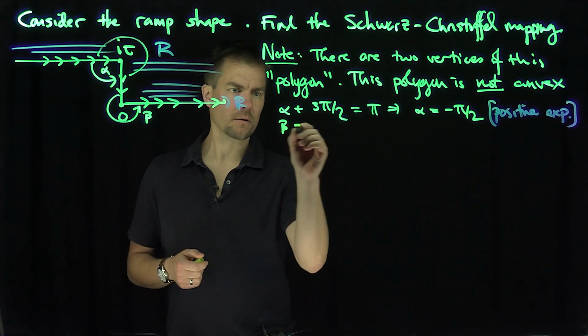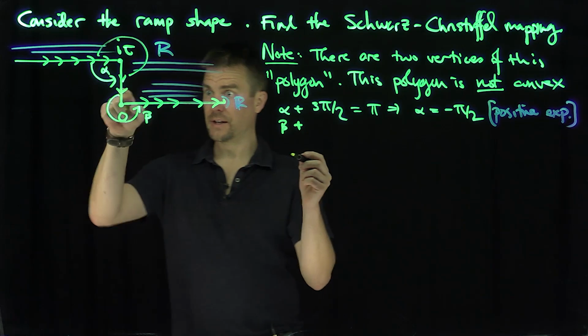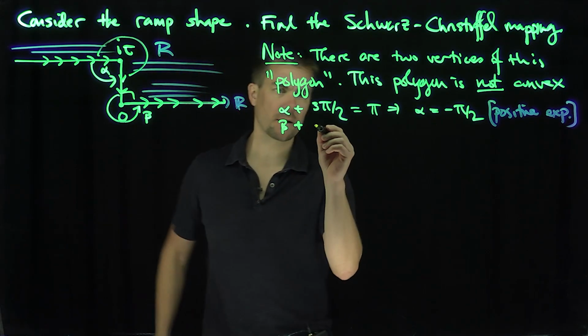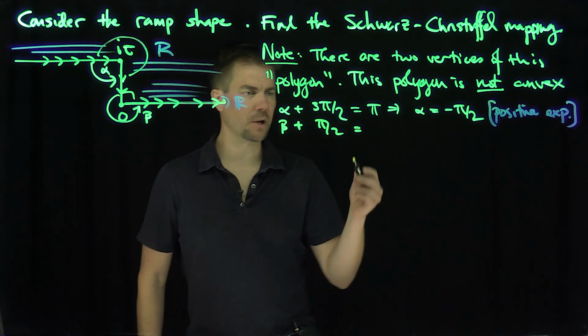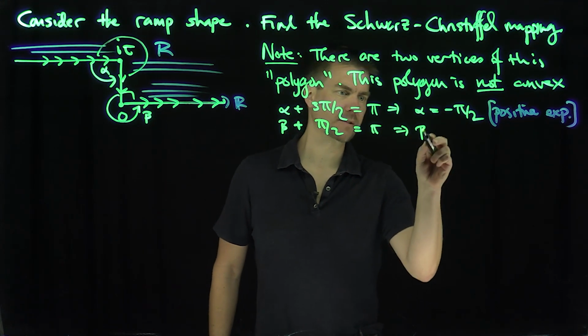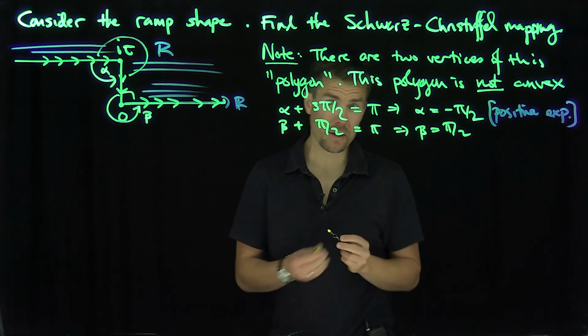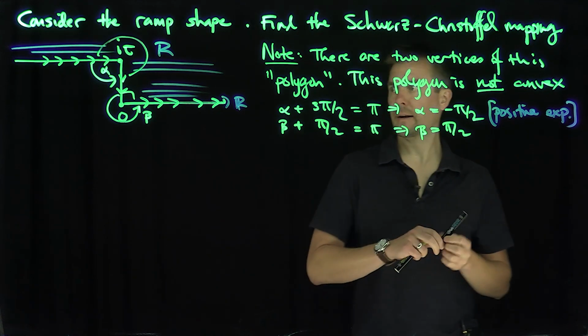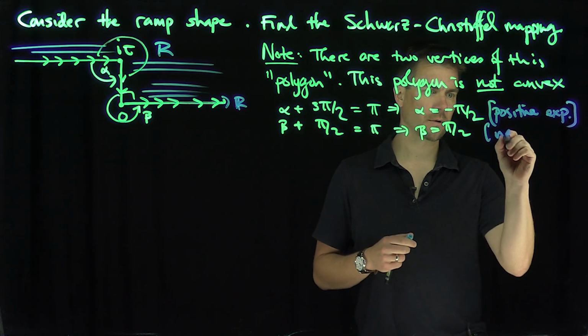Now let's look at beta. Beta plus the interior angle over here, which is pi over 2, has to be equal to pi. So that says that beta is equal to positive pi over 2, and now it'll give me a negative exponent. So it's important to keep track of that with Schwarz Christoffel. That's a negative exponent.